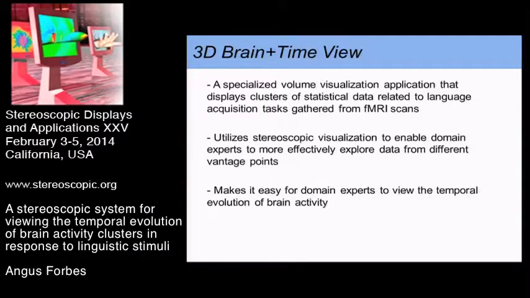So the 3D Brain+Time view is a specialized volume visualization application that displays clusters of statistical data gathered from fMRI machines. And the data is related to language acquisition tasks, which we'll talk about in a second. It utilizes stereoscopic visualization to enable domain experts to more effectively explore data from various vantage points. And it makes it easy for domain experts to view the temporal evolution of these brain clusters. Of the brain activity, rather.